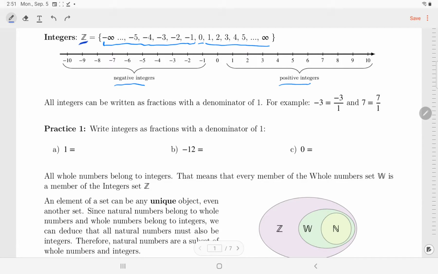It is really important to remember that all integers can be written as fractions with the denominator of 1, and this will be very important when we go into fractions. So we can write negative 3 as negative 3 over 1. We could also write the negative in front of 3 over 1, or even the negative sign can be in the denominator. Take a minute and write integers as fractions in practice 1.